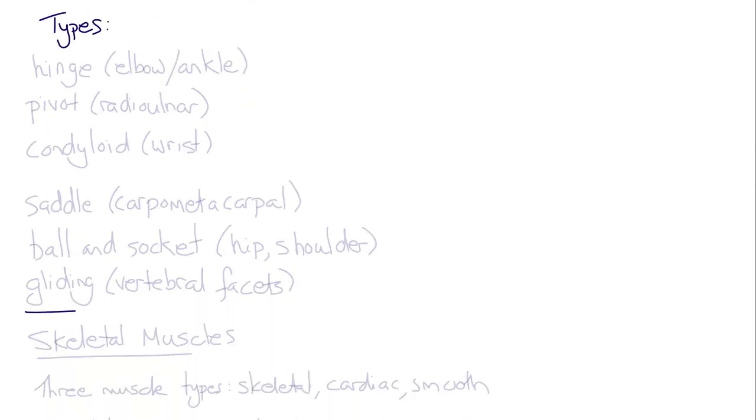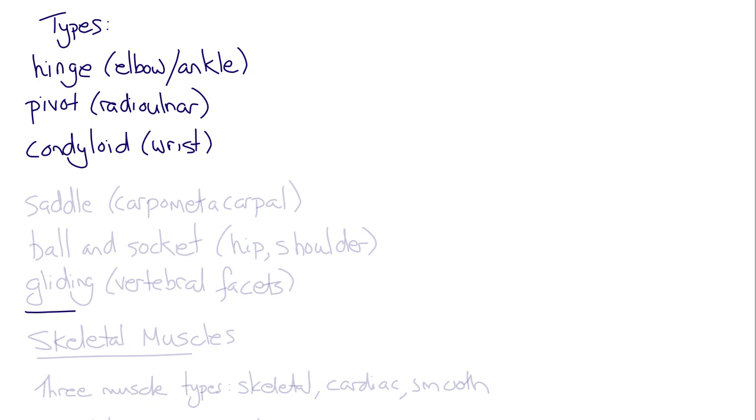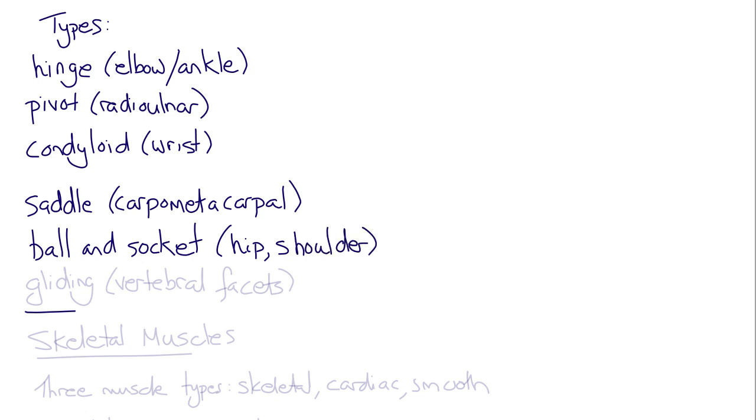The types of diarthrodial joint include hinge joints, like the elbow and ankle, pivot joints, like the radio-ulnar joint between the radius and ulna of your forearm, condyloid joints, like the complex joints at the wrist, saddle joints, like the carpometacarpal joint on your thumb, ball and socket joints, like at the hip and shoulder, and gliding joints like the vertebral facets.